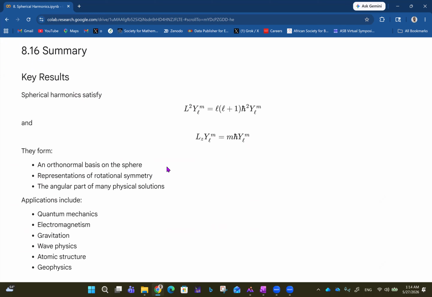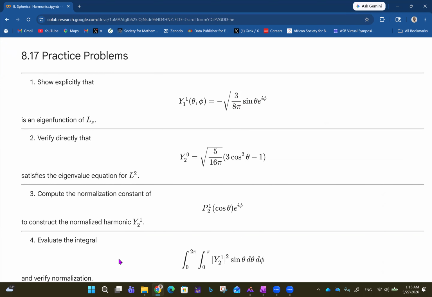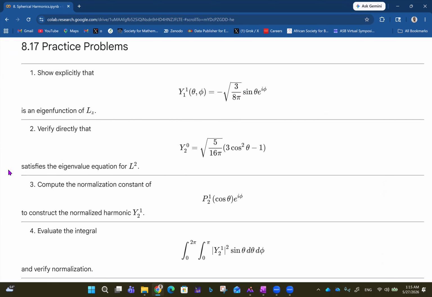So they form an orthonormal basis on the sphere, representations of rotational symmetry. They also form the angular part of many physical solutions. And you have applications including quantum mechanics, electromagnetism, gravitation, wave physics, atomic structure, and geophysics. So you then have some practice problems.